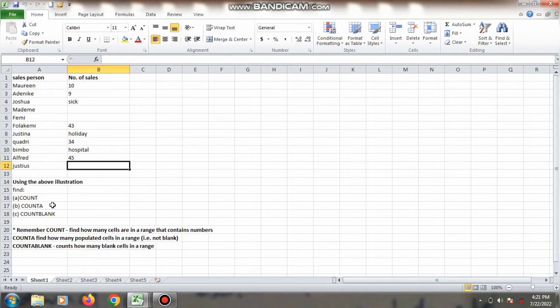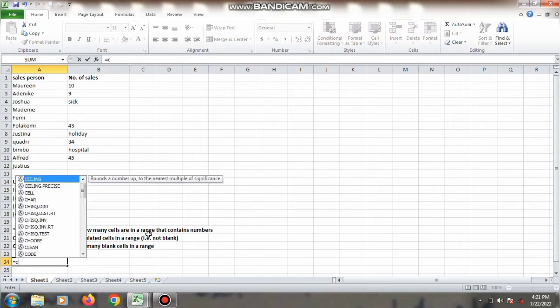Now, when we are talking about count, using the above illustration, find number 1, COUNT. This count returns the cells that have a range of numbers. When you are asking Excel to count for you, it's going to count each of the cells that have numbers alone and nothing else. So let's go to the solution. Remember, COUNT finds how many cells in a range contain numbers.